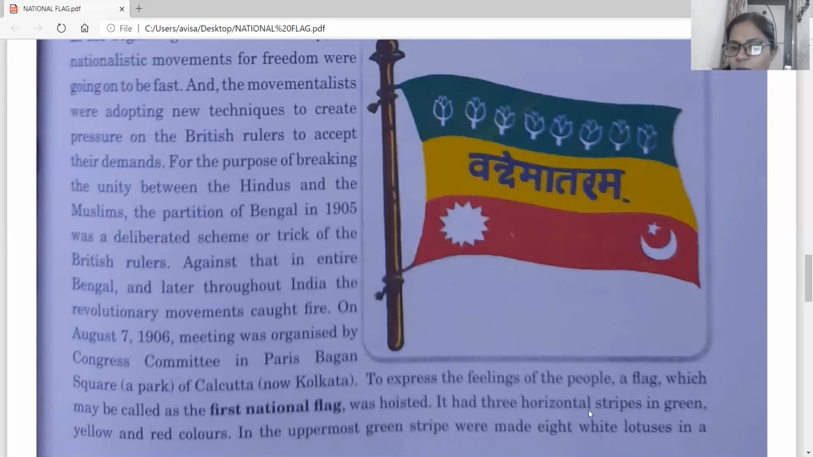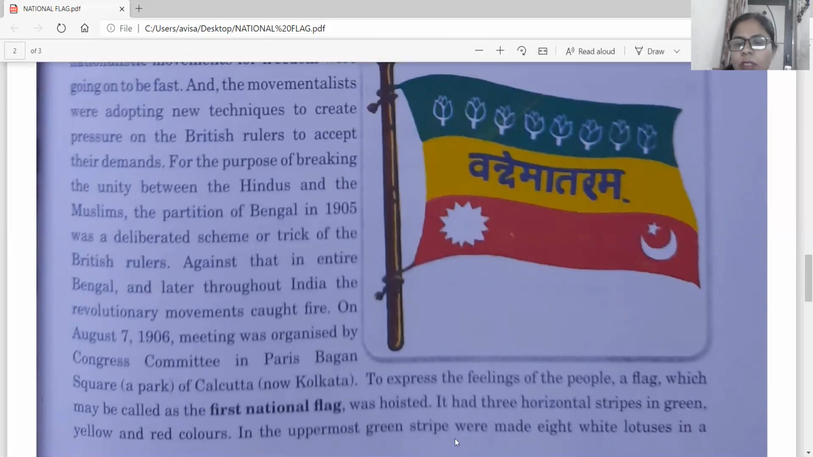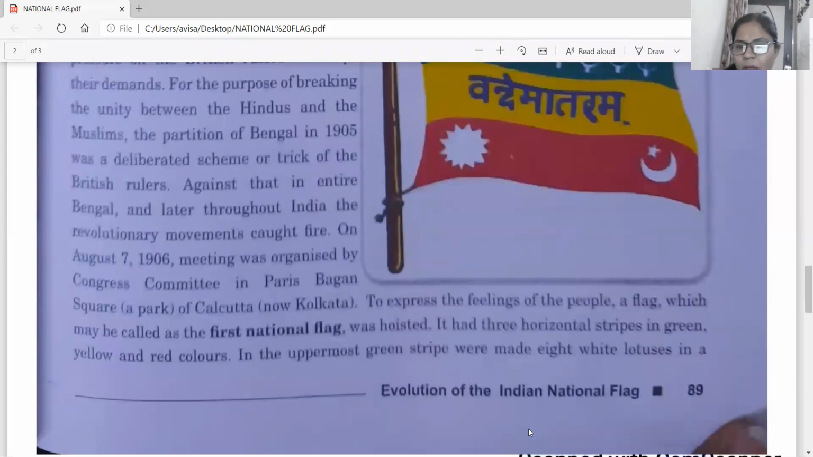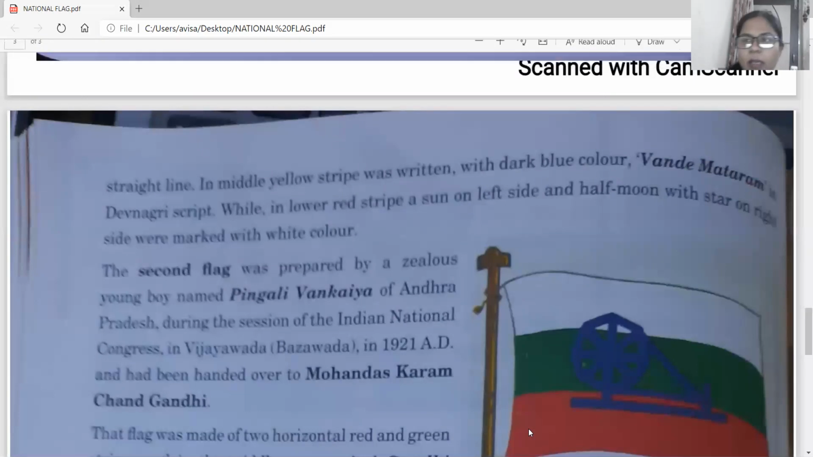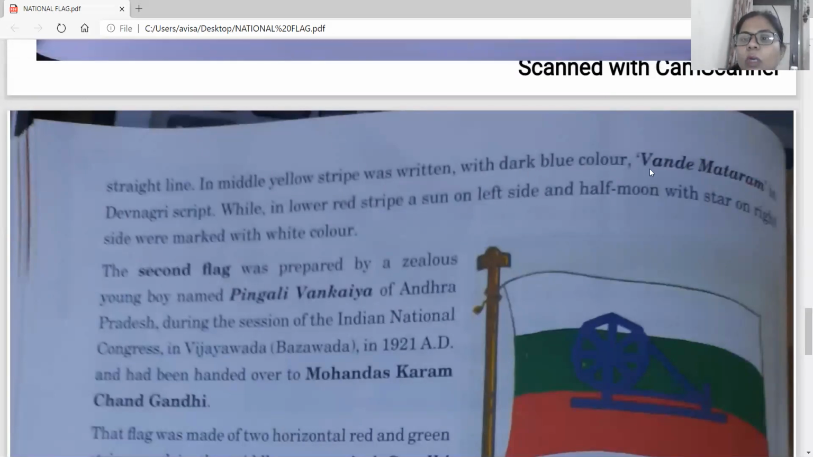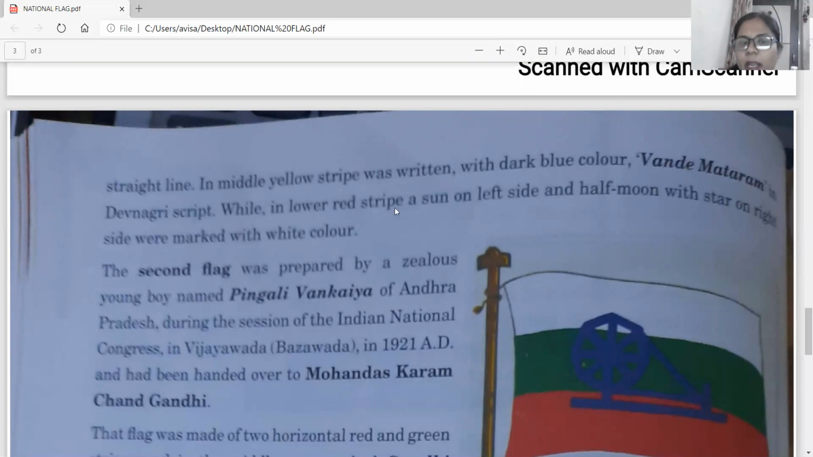It had 3 horizontal stripes in green, yellow, and red color. In the uppermost green stripe, 8 white lotuses were made in a straight line. In the middle yellow stripe, Vande Mataram was written in blue color in Devanagari script. While in the lower red stripe, a sun on the left side and a half moon with a star on the right side were marked in white color. The second flag was prepared by a young boy named Pingali Venkayya.